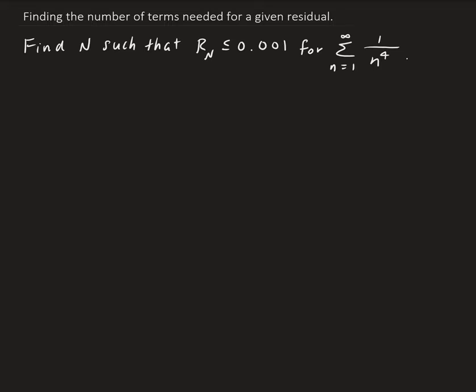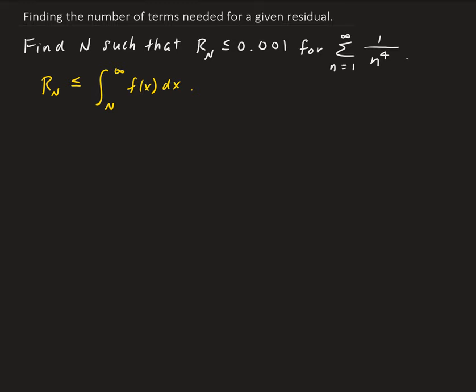In this example, we want to find the number of terms such that the residual is going to be less than or equal to 0.001 for the given series there. It can be easily shown that the residual for a finite number of terms can be bounded by the improper integral of the corresponding function for the series.